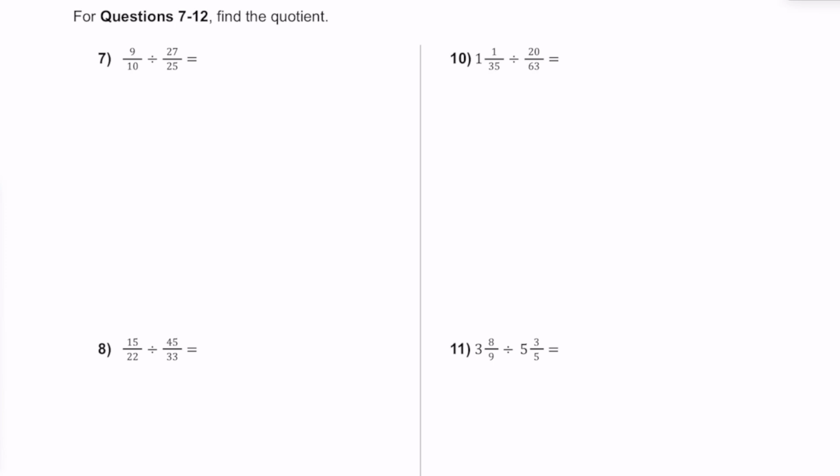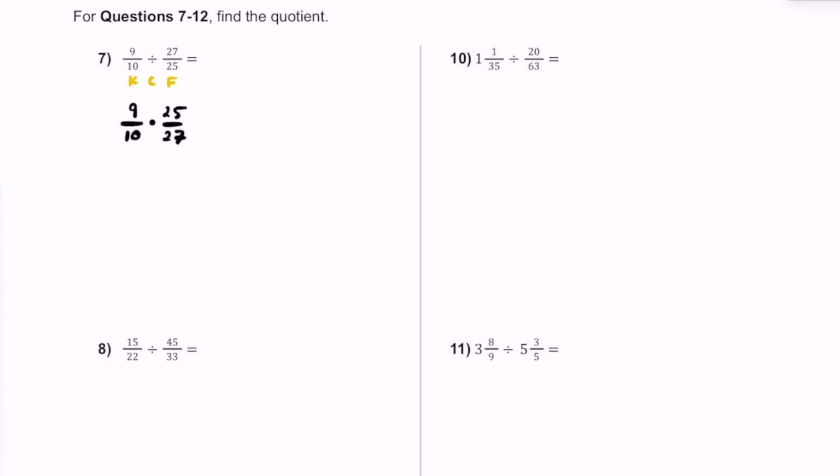So what we're going to do is I'm going to use this acronym of keep, change, and flip, or KCF. So we're going to go ahead and keep this first fraction of 9 over 10. And we're going to change division to multiplication. And then we're going to flip or write the reciprocal of 27 over 25 and rewrite it as 25 over 27. All right, so that's going to be the first step, and is just keeping the first fraction, changing division to multiplication, and then flipping that second fraction upside down. So this is always going to be our first step if we just have proper and improper fractions. If in the future we have mixed numbers or whole numbers, let's just make sure we turn them into propers or impropers before doing this step.